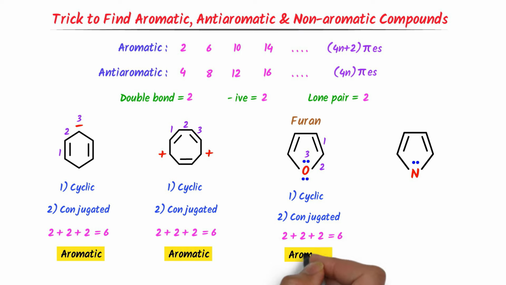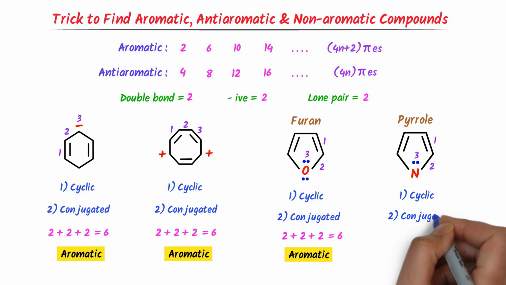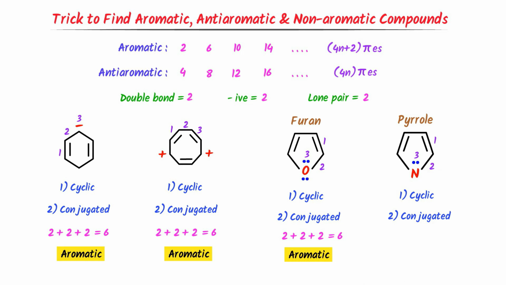So furan is an aromatic organic compound. This organic compound is known as pyrrole. It is a cyclic organic compound and it is a conjugated organic compound. There are two double bonds. I write 2 plus 2. For this lone pair of electrons, I write 2, which is equal to 6 electrons. So pyrrole is an aromatic organic compound.